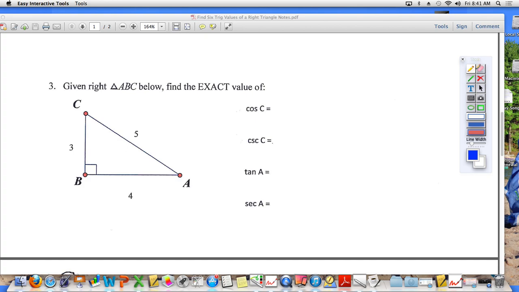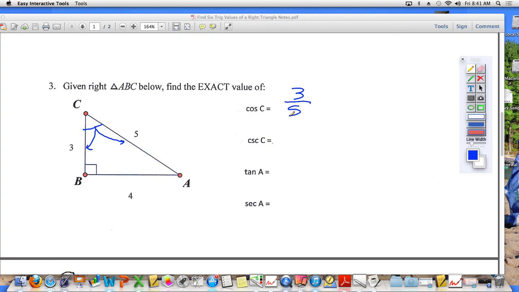Given right triangle ABC below, find the exact values of the cosine of C. We have a 3, 4, 5 triangle. Let's go through these really quickly. Cosine of angle C. This is angle C. Adjacent is 3, the hypotenuse is 5. So we have 3 over 5.